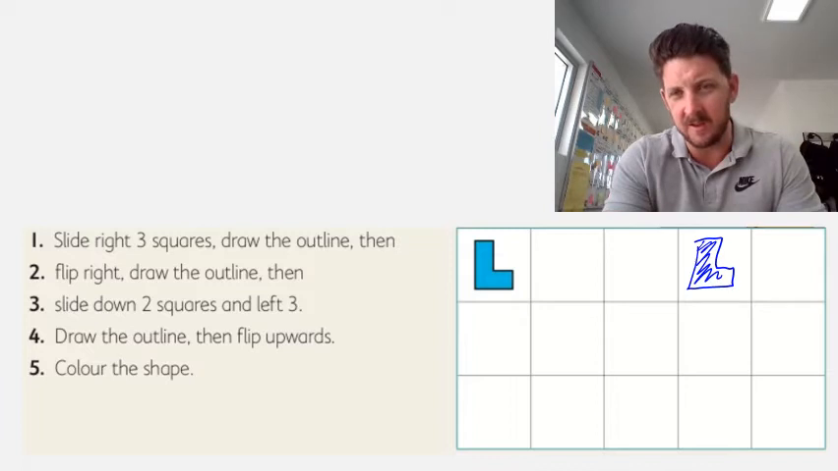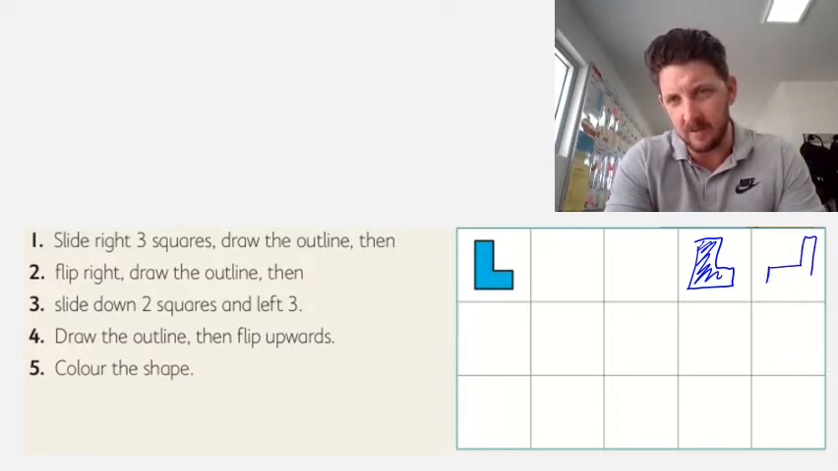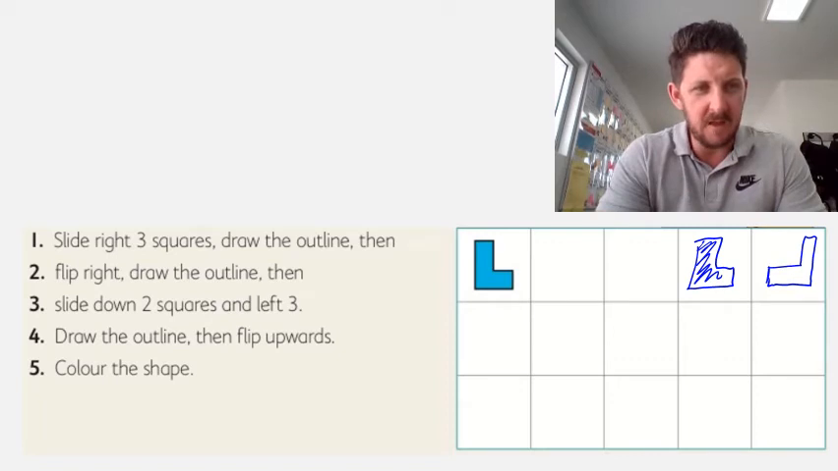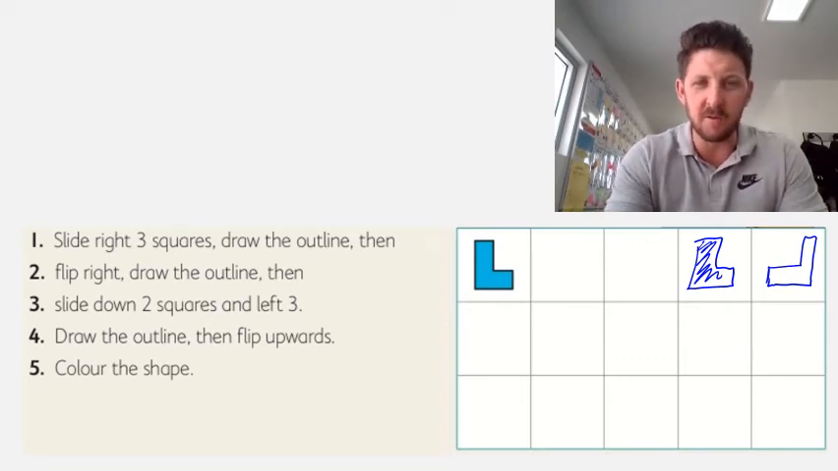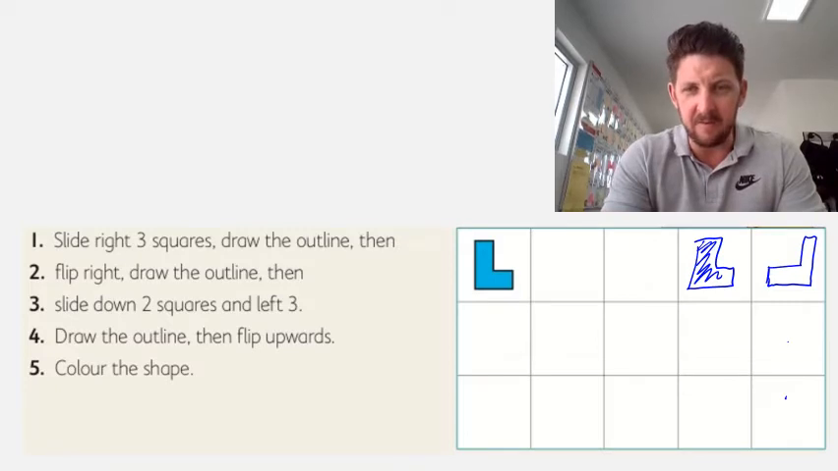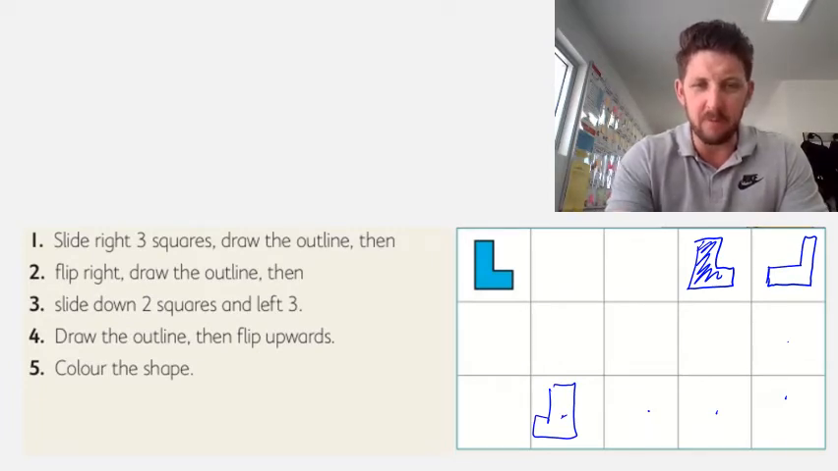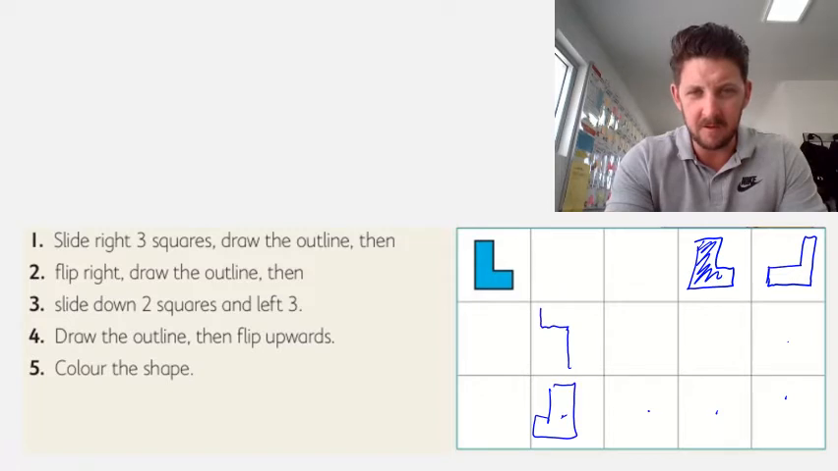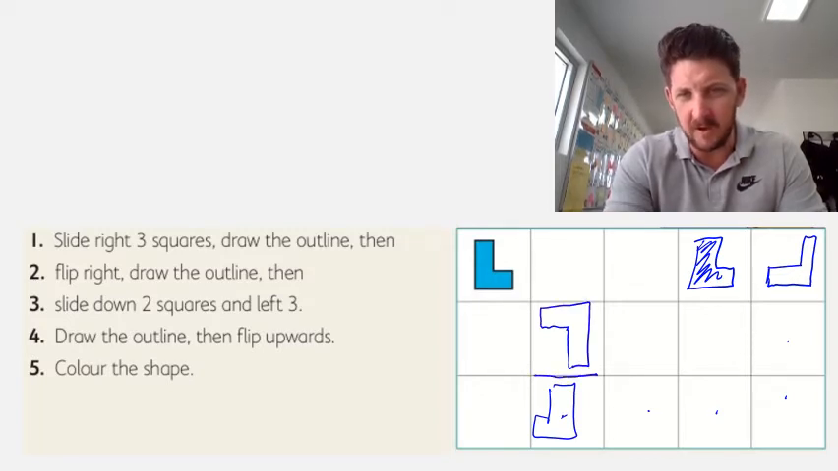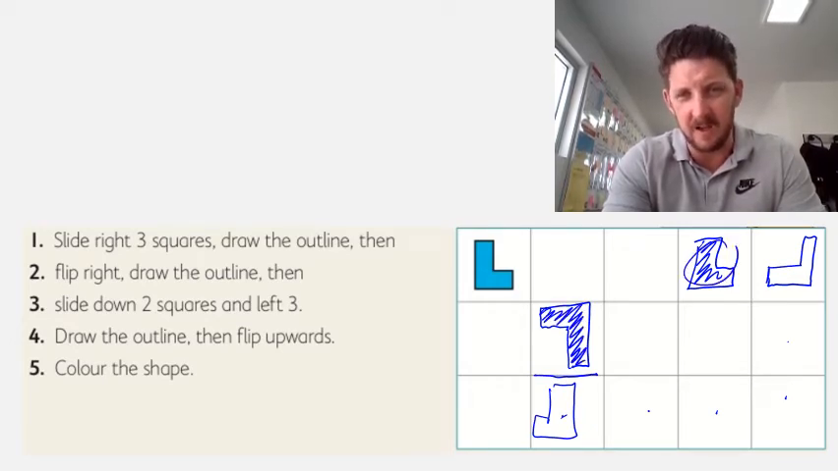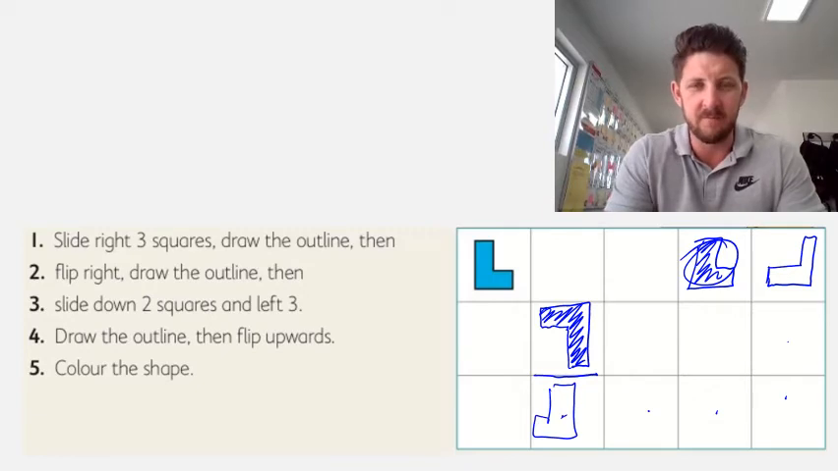So if I'm going to flip to the right, you can see my line of reflection. I'm going to flip to the right. There it is. Then it says you're going to slide it down 2 squares, 1, 2, and then left 3 squares, 1, 2, 3 here. Great. And then it says you're going to flip it upwards. So if we flip it upwards, we know that the line is there for our flip, and then it says to colour it in. So I should never have coloured that one in here to start with, because it just said draw the outline.